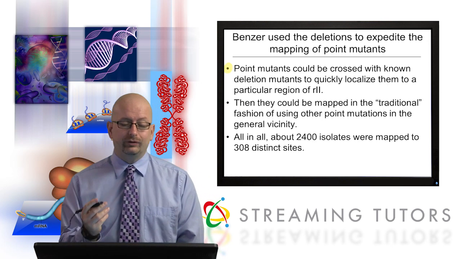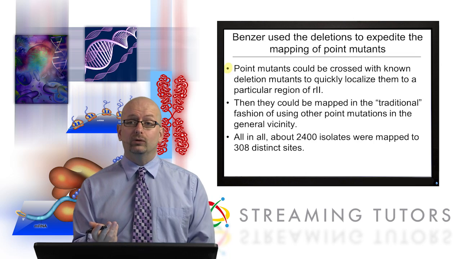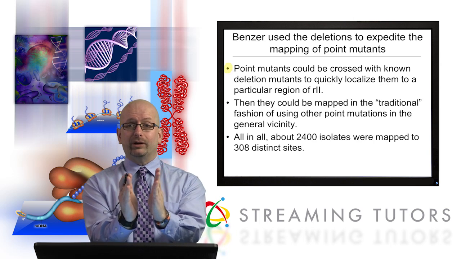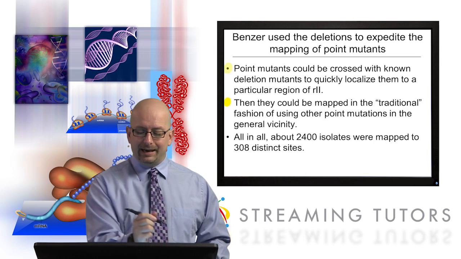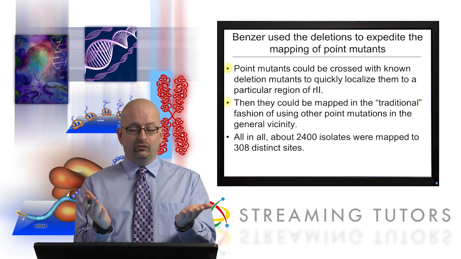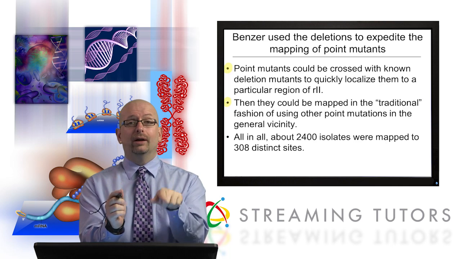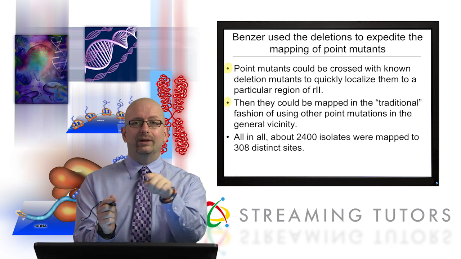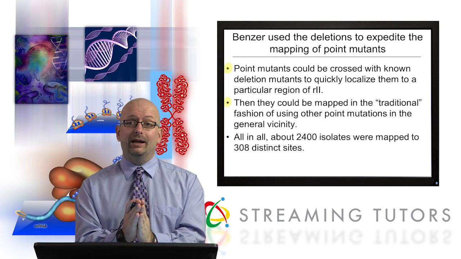So point mutations can be crossed with a known deletion mutant to quickly localize them to a particular region. Then they can be mapped in the traditional fashion. Say we have 10 different ones that we know are in this region. Then you can cross 1 times 2 and 1 times 3 and get that very detailed map information.